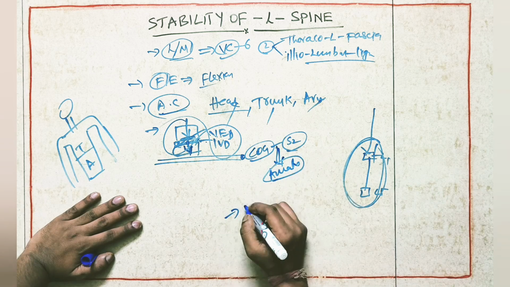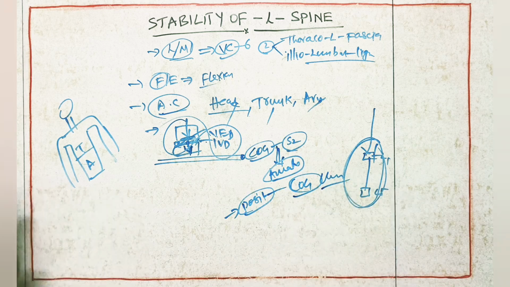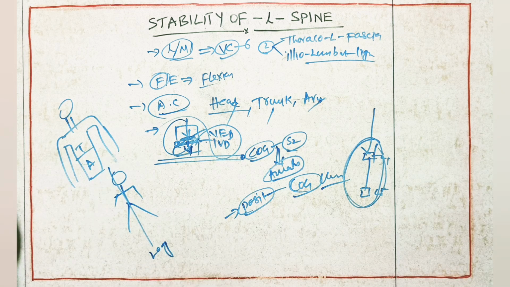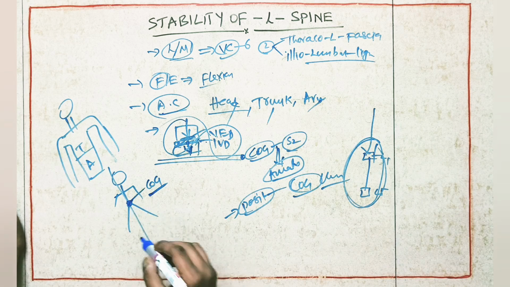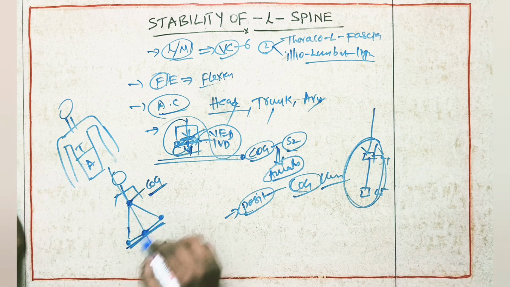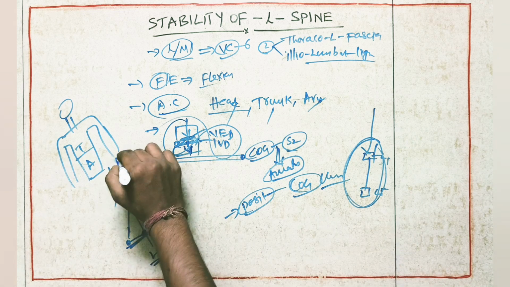But according to the position of the patient, this COG will change. Suppose you take one person, here the line of gravity will be like this. So here is the center of gravity. In anatomical position, if the center of gravity is this, the line of gravity will be like this. So the distance between this line of gravity and the lower limb will be the same, so there is no other force acting on the lumbar spine other than axial compression.